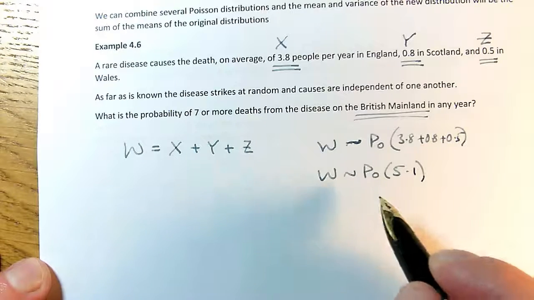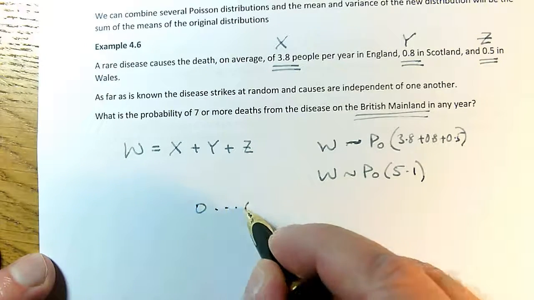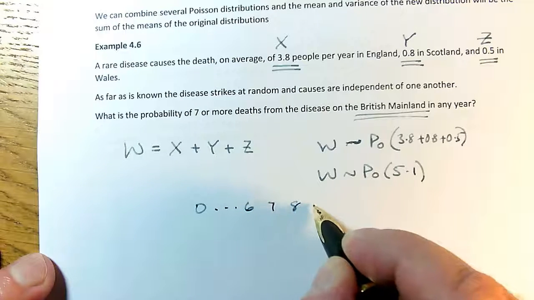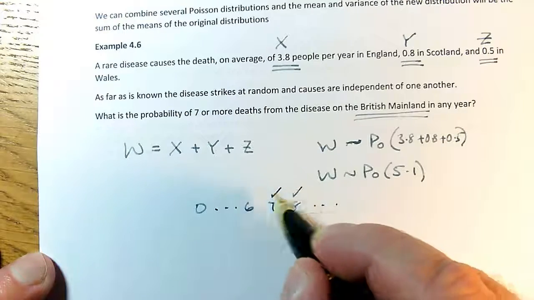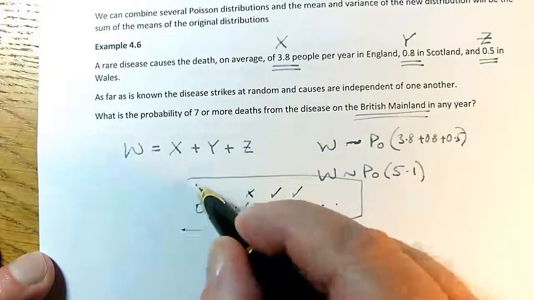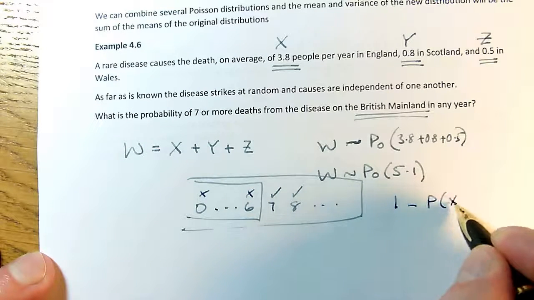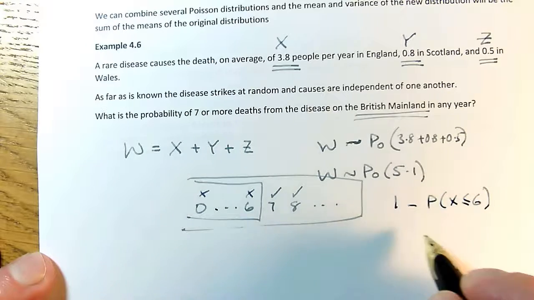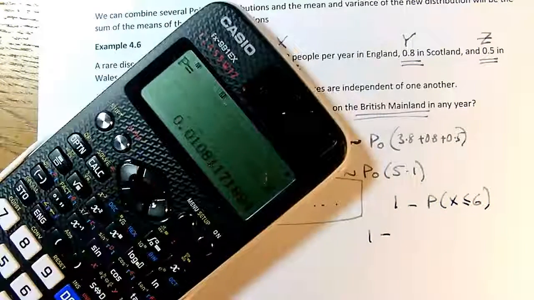Okay, so the probability of 7 or more deaths, so I want, okay, don't be lazy, write the possible outcomes. So I want 7 or more. So I could have 7, I could have 8, I can't have 6, I can't have 0. Inclusion box includes everything. Exclusion box is there. So it's 1 minus the probability of x being less than or equal to 6. 1 minus, bang this on the calculator.